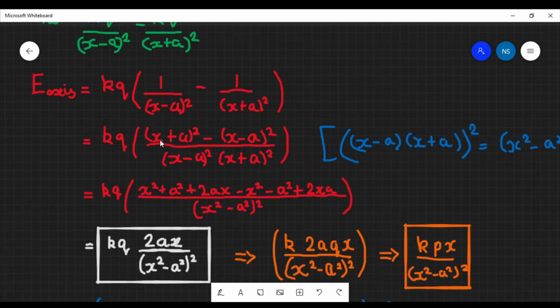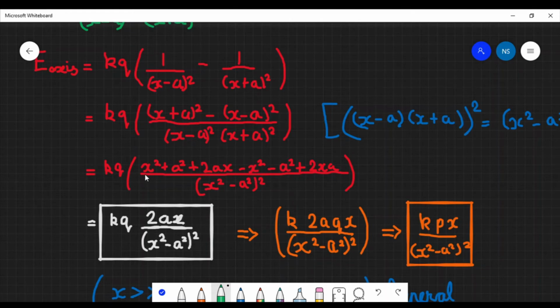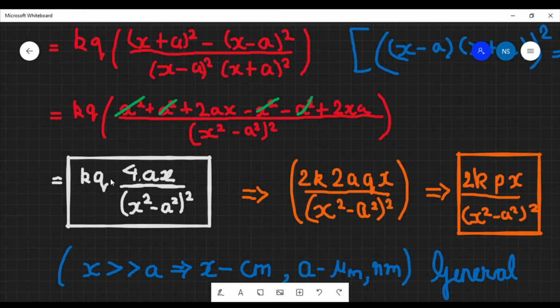After that we can simplify the x plus a the whole square and x minus a the whole square expressions also. So x plus a whole square we can write as x square plus a square plus 2ax, or 2xa, minus this, the minus sign will go inside: x square plus a square minus 2ax, so it becomes minus x square minus a square plus 2xa, or 2ax, both are the same. From here we can cancel some values: minus x square and plus x square cancel out, and plus a square and minus a square also cancel out. What we are left with is plus 2ax and plus 2xa. So the final equation that we get is kq 4ax divided by x square minus a square the whole square.